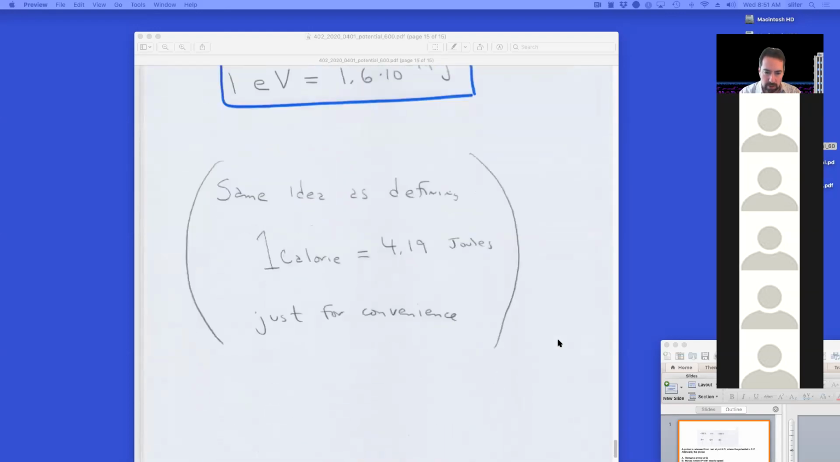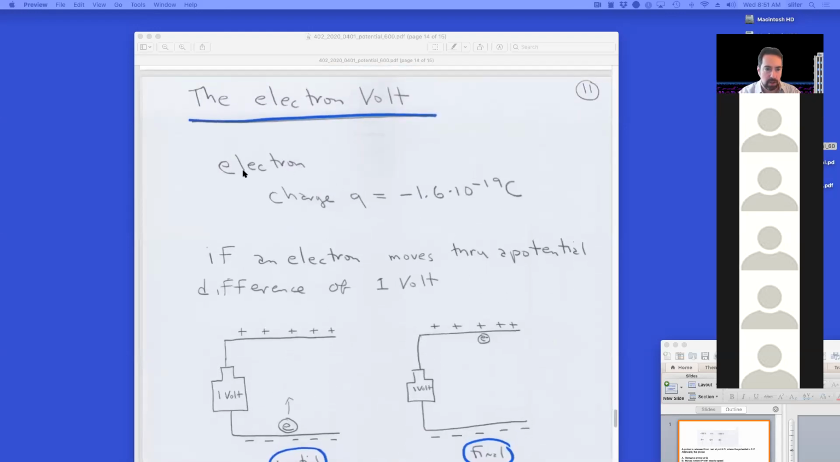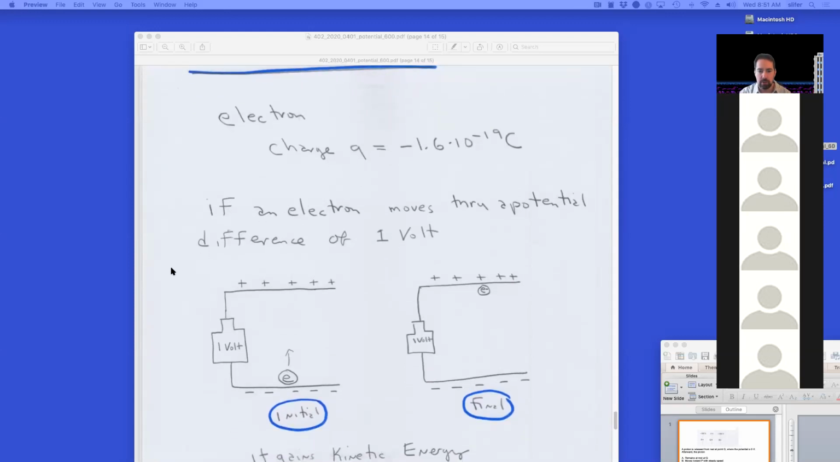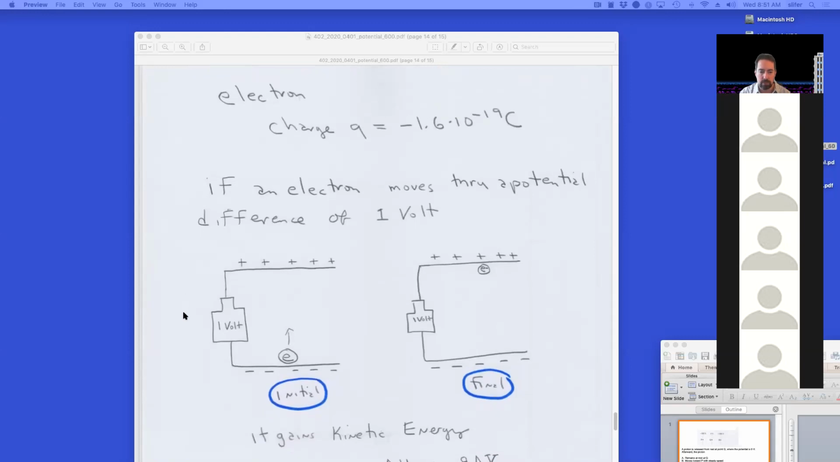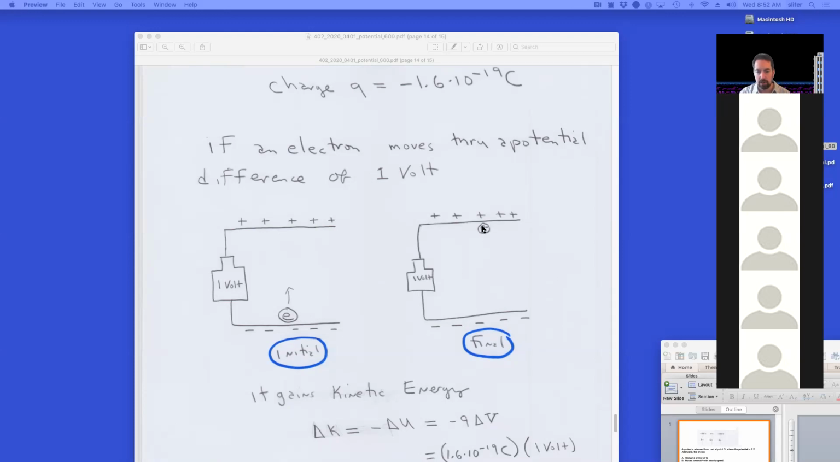And I think the last thing that I'm going to introduce here today is the idea of an electron volt. So if we have an electron and it has a fundamental charge of negative 1.6 times 10 to the negative 19 coulombs, if you take an electron and you move it through a potential difference of 1 volt, it's going to gain kinetic energy. So this is the opposite situation of what we just saw with the proton, because it's an opposite charge. It's repulsed by these negative charges. It's attracted to those positive charges. So it's going to want to go zoom and fly up to that positive charge.